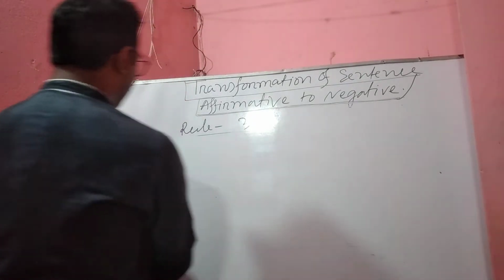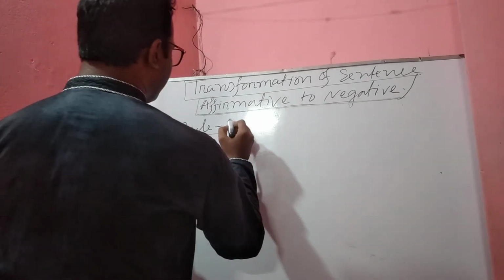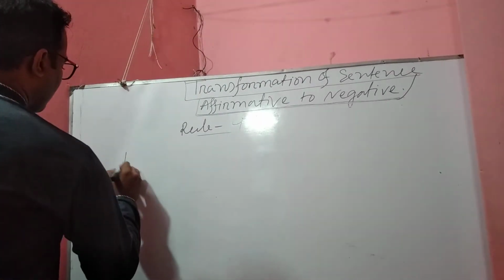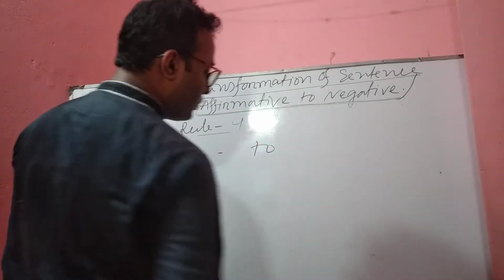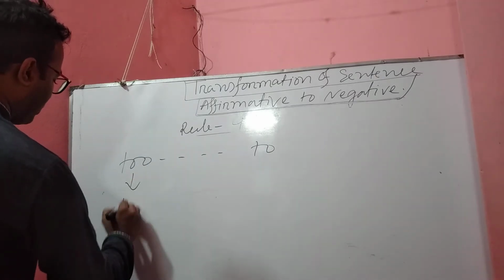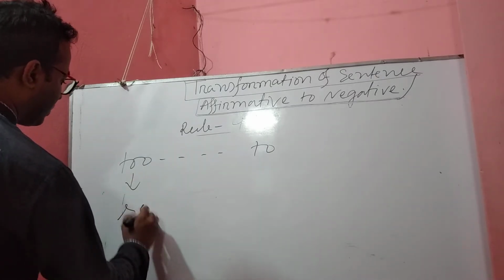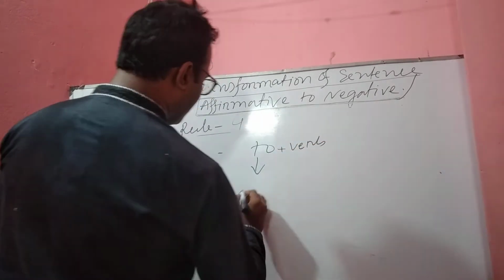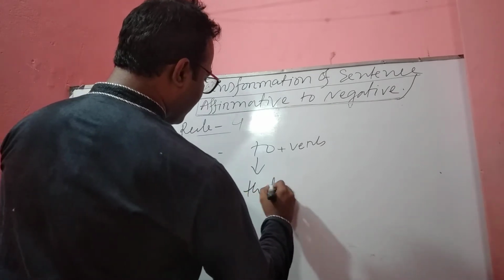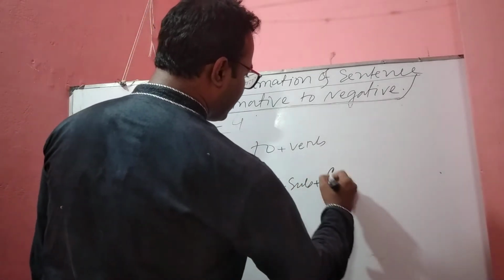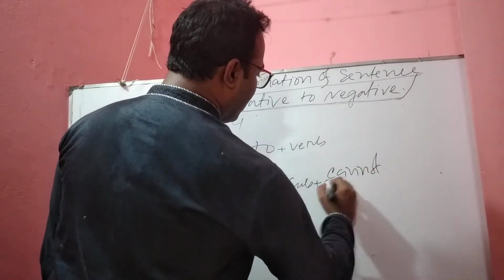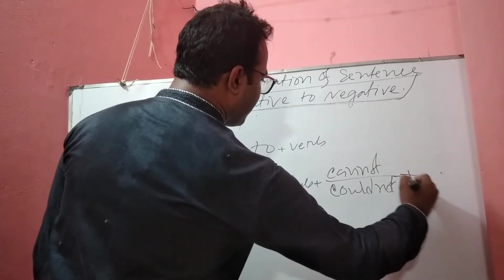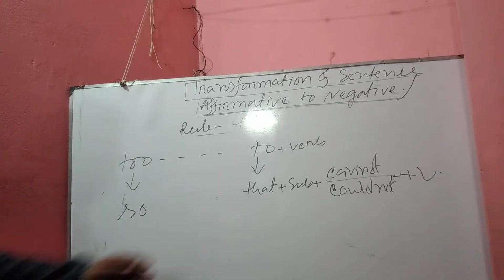Now, rule number 4. Too ... to. Instead of too, we can use so, and instead of the infinitive to plus verb, we can use that plus subject plus cannot or could not plus base verb. Just take an example.